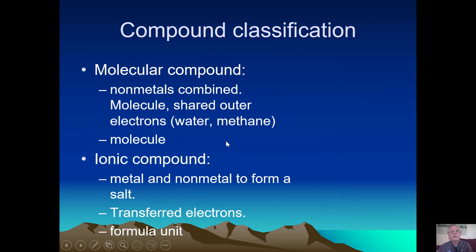So, quick review, a molecular compound or when nonmetals combine, that's hydrogen and most of the nonmetals on the right-hand side of the reference table. They share outer electrons. Water and methane are examples of molecules. Ionic compounds are when a metal or nonmetal and possibly a polyatomic ion join together. They form by transferring electrons, and we refer to their formula as a formula unit. That's the correct way.